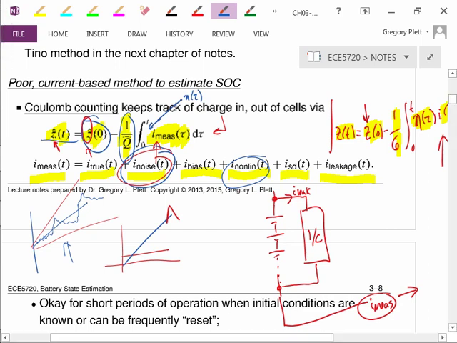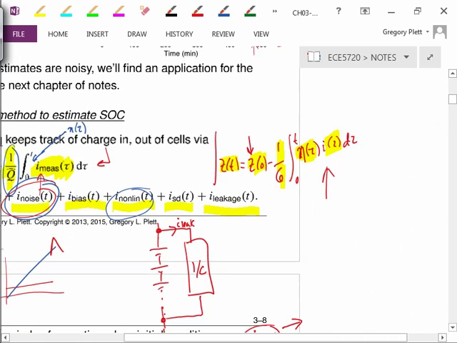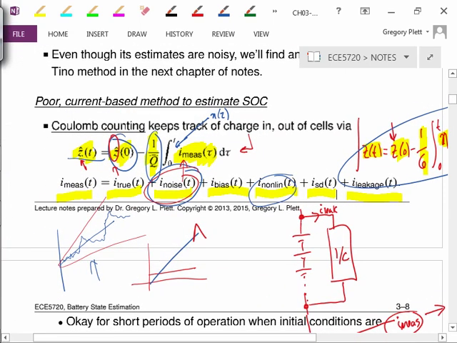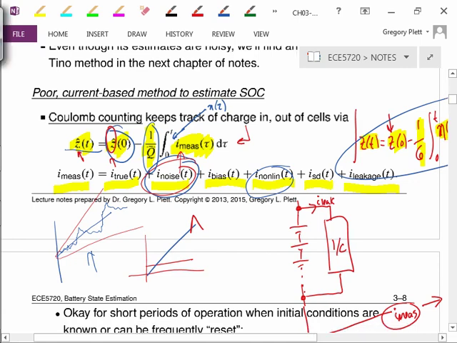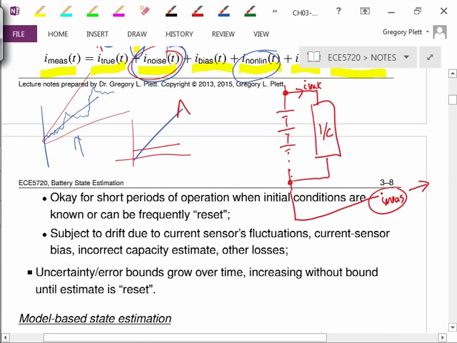In any case, Coulomb counting is correct in the sense that that is the equation that describes state of charge and how state of charge really truly works. But to use that as the only basis for estimating state of charge has lots of problems, and we've discussed some of them here. So we could say that Coulomb counting is okay for short periods of operation when all of these other impacts, the noises and so forth, don't really have time to accumulate big errors.